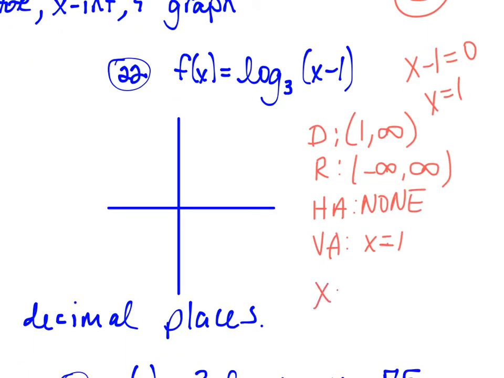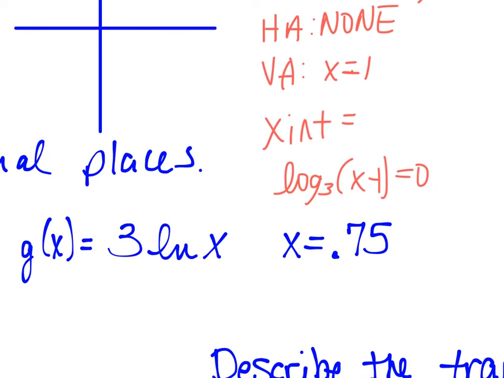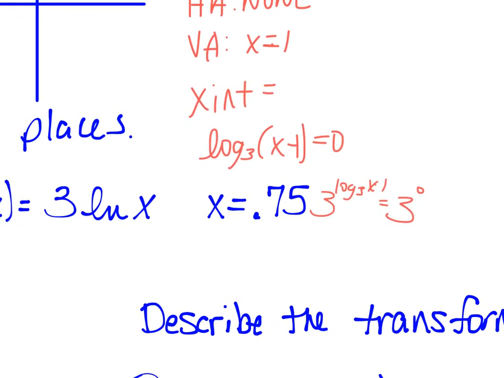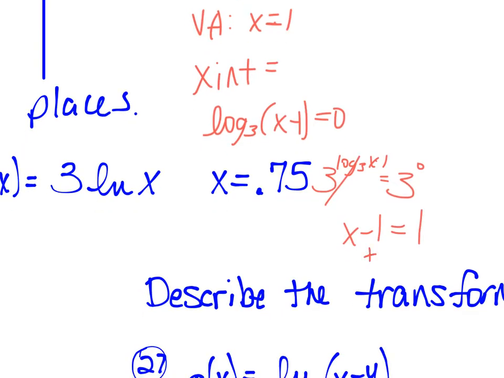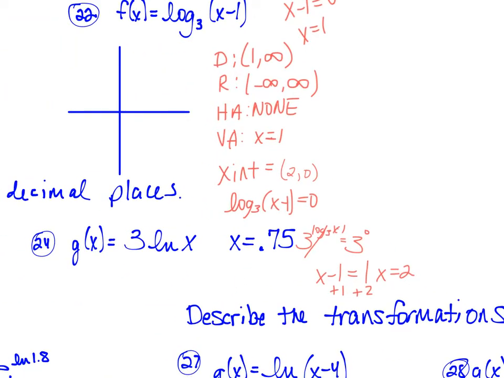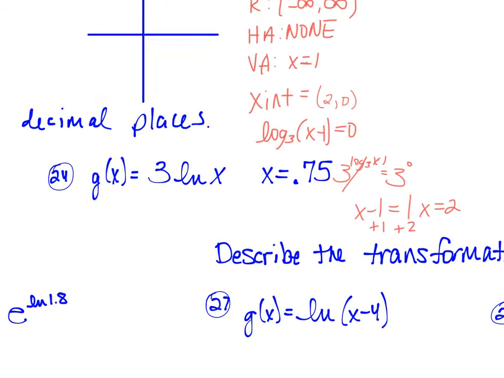How do I find my x-intercept? So log base 3 of x minus 1 equals 0. So it's 3 with the exponent of log 3, so just put everything upstairs. Log 3 of x minus 1 equals 3 to the 0, which is just going to end up being x minus 1 equals 1. So x equals 2. Add 1 to both sides. x equals 2. So 2 comma 0.